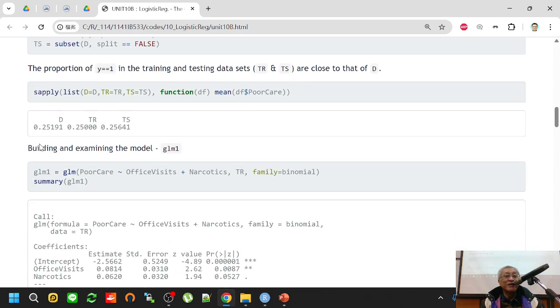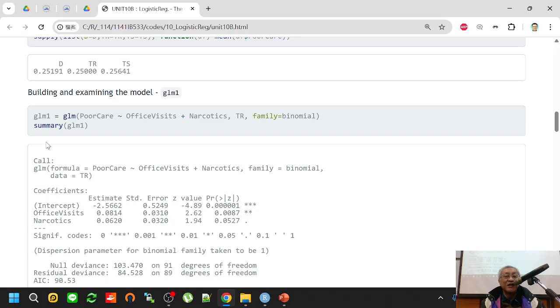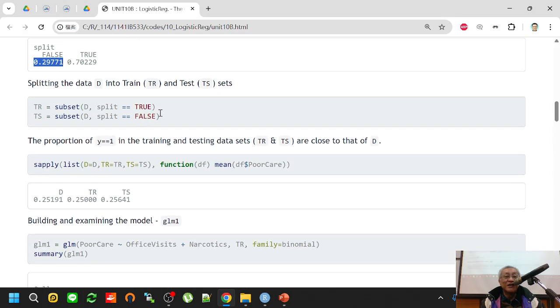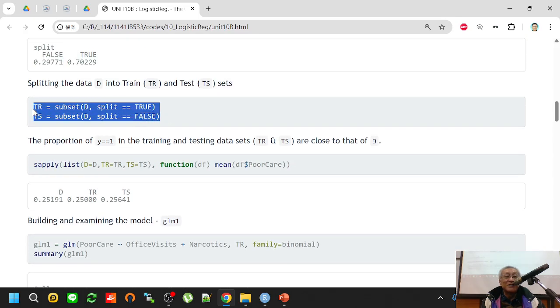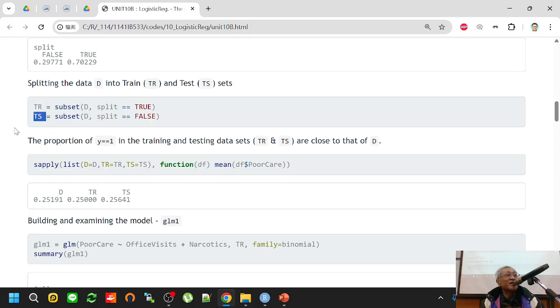And then we can subset the D data frame into TR, which is the training data set that we are going to use to train our model, and TS, which is the testing data set, which we use to measure the accuracy of the model.